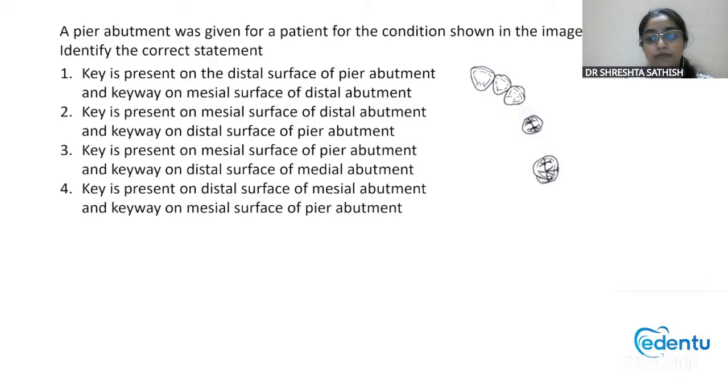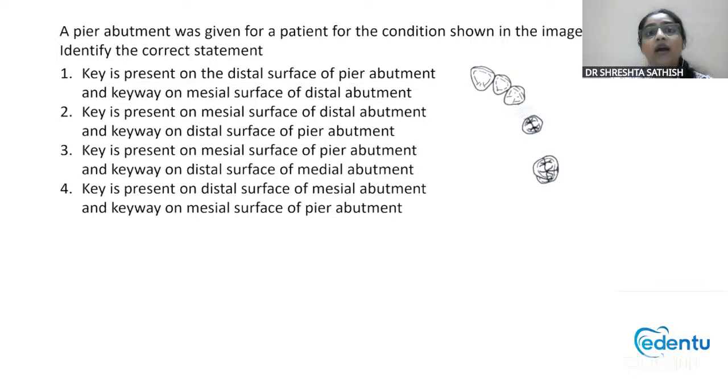the pier abutment. In a keyway, always remember your first prosthesis, that is the prosthesis which replaces the first edentulous space, will be fixed. So your key comes on your pier abutment. So where? On the mesial or the distal? Very clearly, it is on the distal surface of the pier abutment. So you have your keyway on the distal surface of your pier abutment.